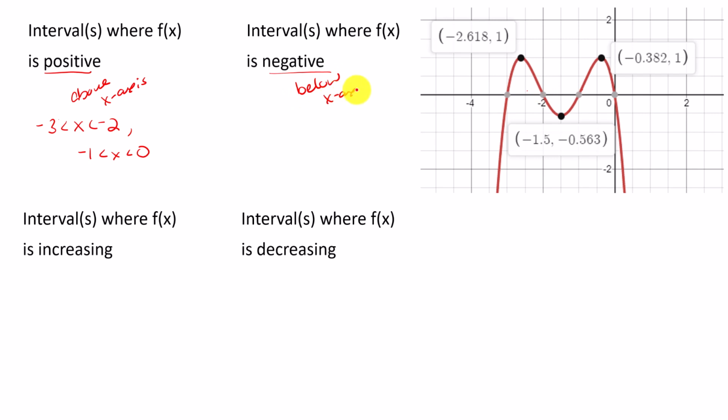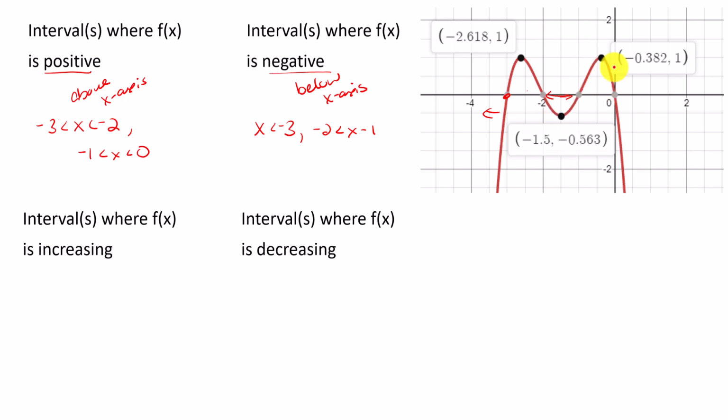Below the x-axis is when my y values are negative. So I'm below the x-axis here up to that point, and that point is negative 3. So to the left of this point, I'm below the x-axis, so when x is less than negative 3. Here we know already that I'm above the x-axis, but between this point and this point, I'm below the x-axis. So between negative 2 and negative 1, I'm below the x-axis.